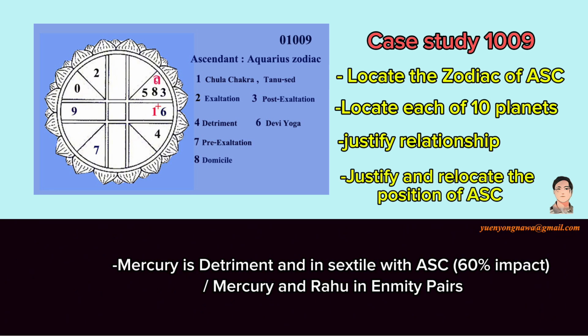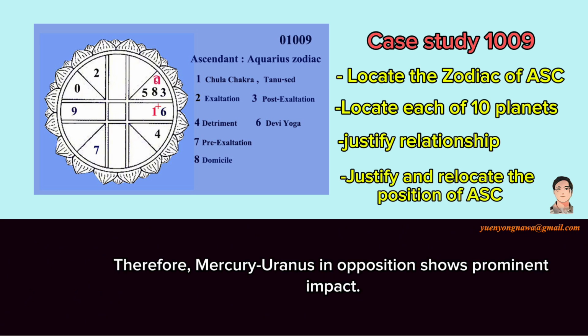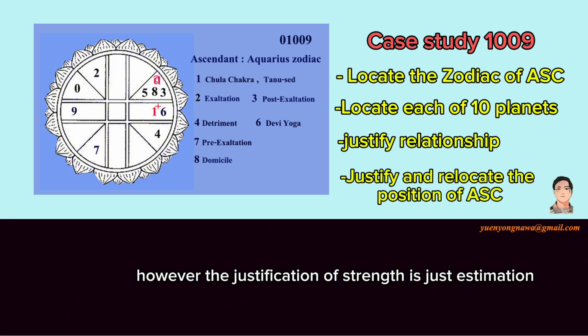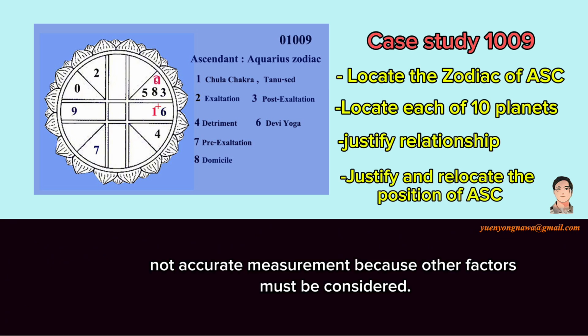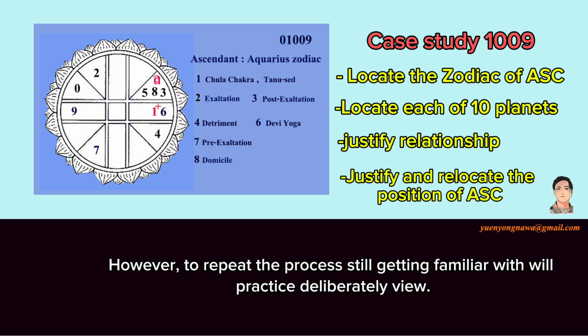Mercury is detriment and in sextile with ASC, 60% impact. Mercury and Rahu in enmity pairs, but weak Mercury slightly reduces strength of Rahu, therefore, Mercury-Uranus in opposition shows prominent impact. The above analysis is the basic process in chart reading, however the justification of strength is just estimation, not accurate measurement, because other factors must be considered. However, repeat the process until getting familiar with it, and practice deliberately.